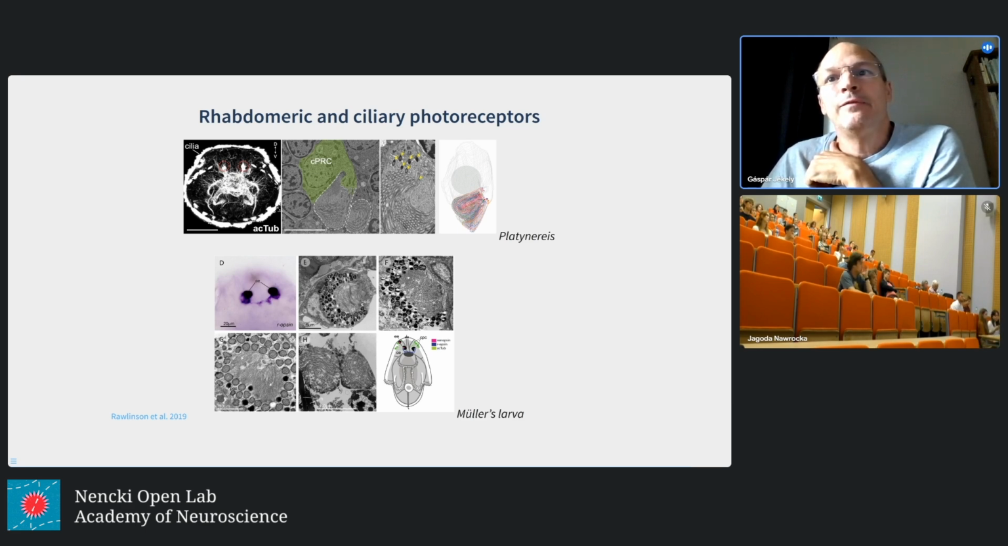And these polyclad larvae, these Müller's larvae, also have both these pigmented eyes, these so-called rhabdomeric eyes with the pigment. You see here the pigment and the rhabdoms. And they also have these brain ciliary photoreceptors, very similar morphologically to the annelid ones, but we don't know yet the function of these structures in the Müller's larva, and this is what we would like to figure out. So one function is certainly phototaxis, but there may be other functions such as UV avoidance.